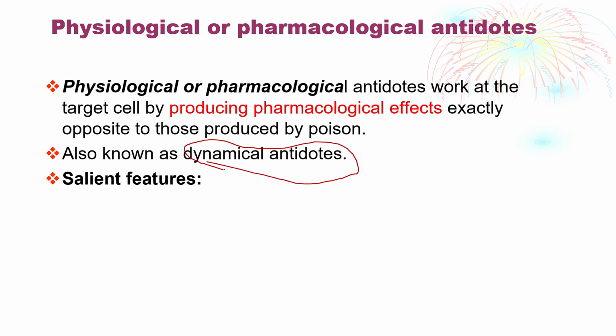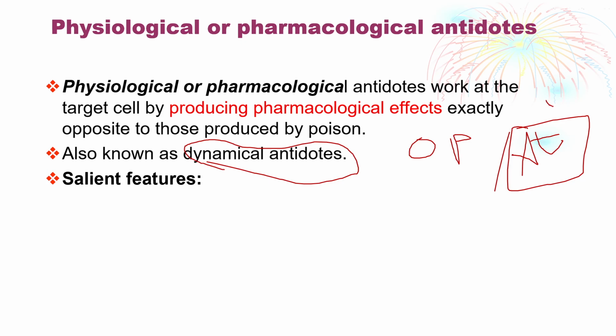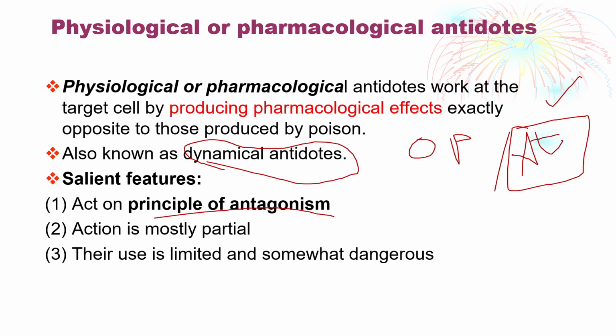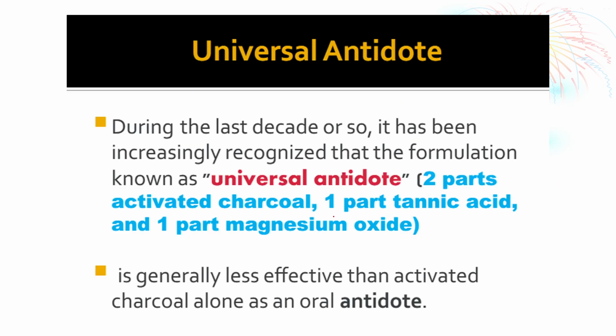Top example? The top example is organophosphorus poisoning. We give atropine, so they counter the effect of each other. But if the intensity and dose of atropine gets higher, then atropine will start its own effects inside the body. We talked about how it acts on the principle of antagonism, and the action is mostly partial. It is very limitedly used because we are giving two poisons at one time to control the effects.